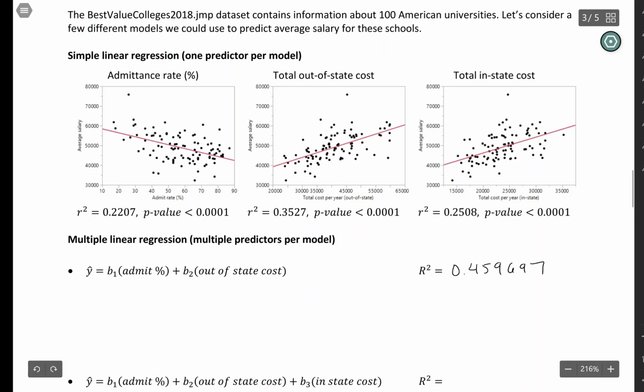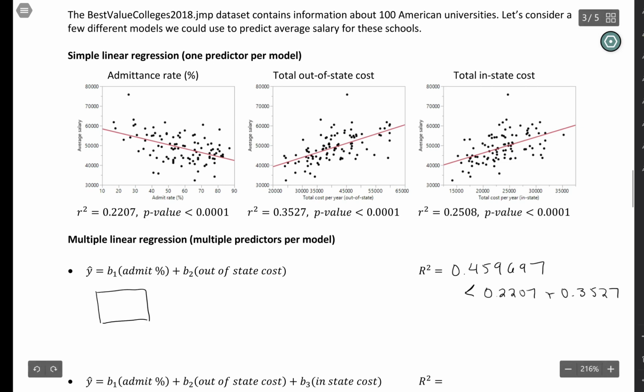0.459697. So this R squared value was actually smaller than what we would have gotten if we had just tried adding them up, 0.2207 plus 0.3527. So how could that happen? Why do we have an R squared that's not quite as high as we would expect it to be? It's actually because we're getting some redundant information here.